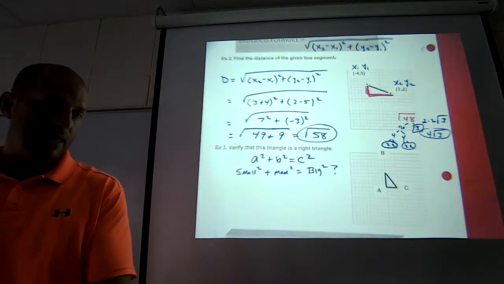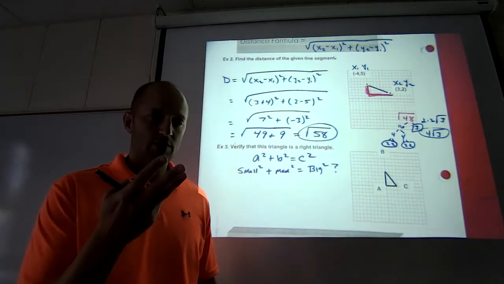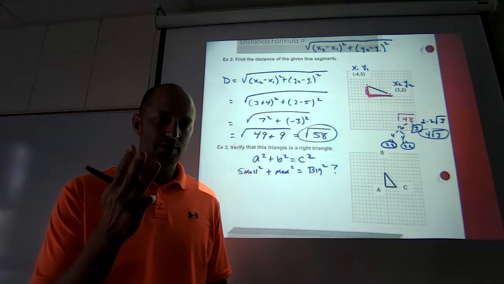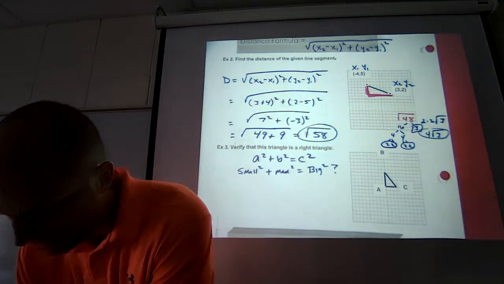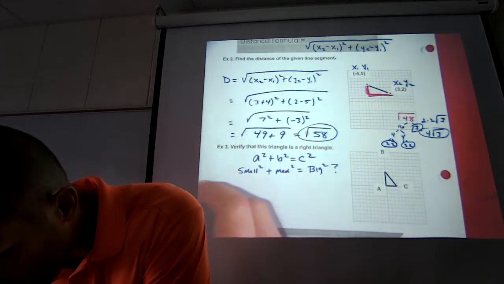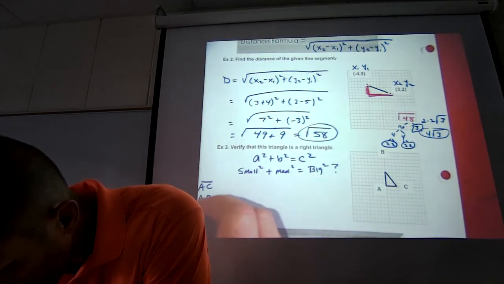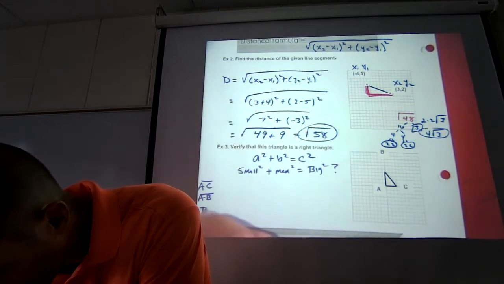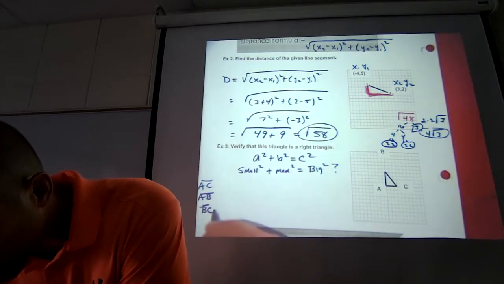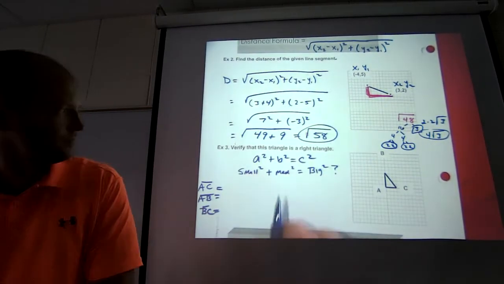So that means we sometimes have to use the distance formula 3 times. We need to find the lengths of AC, AB, and BC. So we need to find those lengths.